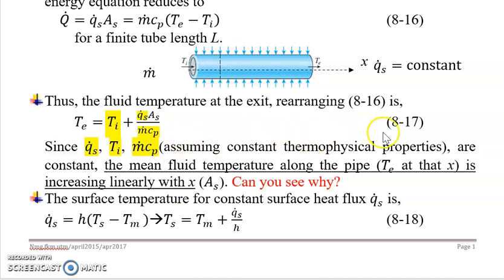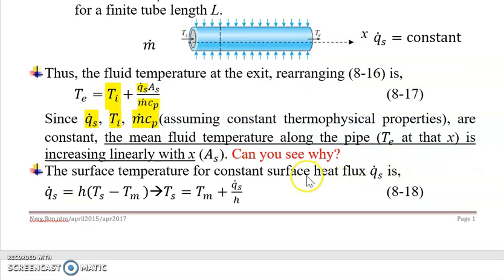So if you look at H17, can you see that actually the exit temperature is increasing linearly with x, being the distance to the right? See? Can you see why?